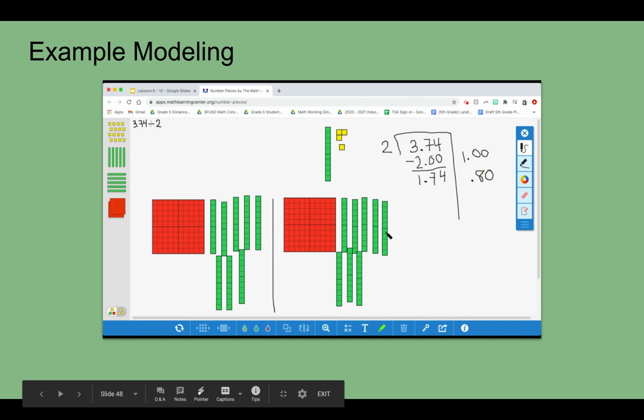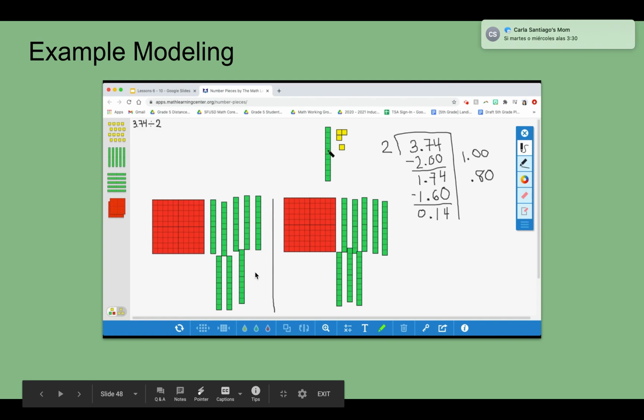And altogether, I have divided up 16 rods, and those 16 rods have a value of 1 whole and 6 tenths, or 160 hundredths. So I'm going to subtract that amount. And the amount that I still have left over is 1/10, or 1 rod, and 4 hundredths, or 4 cubes.